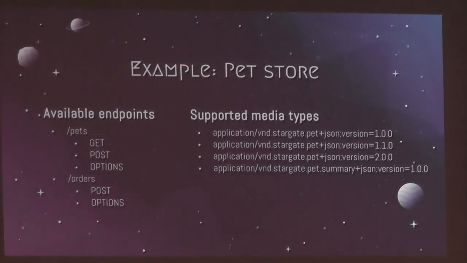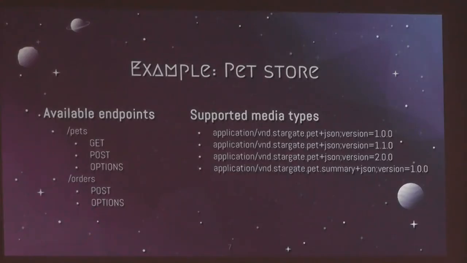Well, before we start with the features, I'll explain a little bit about the example that you will see on the different slides, to avoid confusion. It's a simple pet store that is the canonical example for REST APIs. It's got two endpoints. One is to manage the pets, and the other is to manage the orders of adoption. And these are the supported media types for the example application. Just to get that out of the way.